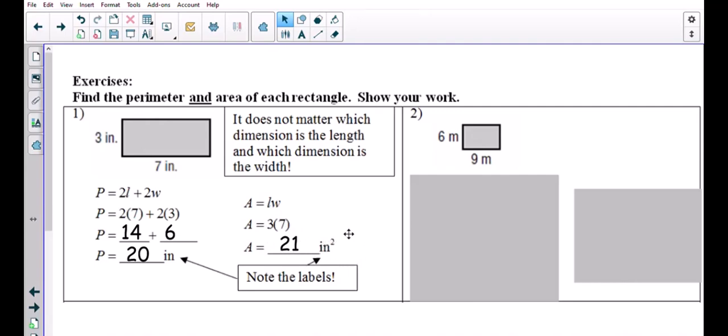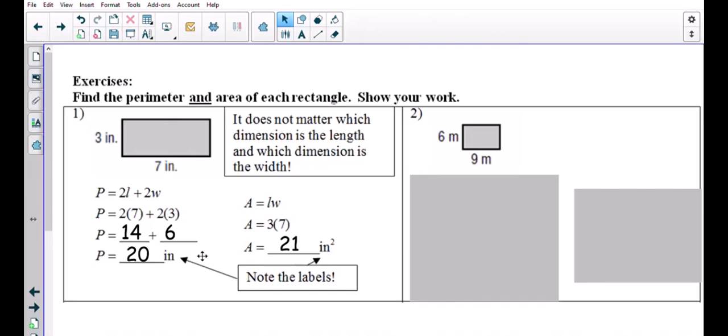And again, what does this represent? So we're talking about square inches or inches squared. We're talking about the number of squares that are 1 inch on each side that I can fit inside of this rectangle. So anytime it's perimeter, it's just inches, feet, meters, miles, whatever. If we're talking about area, it's going to be inches squared, feet squared, meters squared, miles squared, and so forth. We want to make sure we put the proper label on our answer.